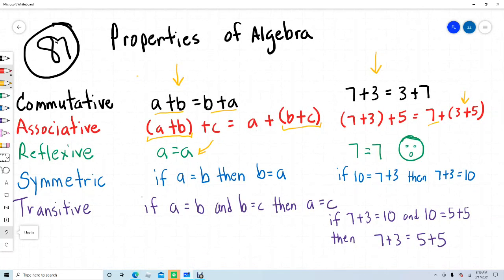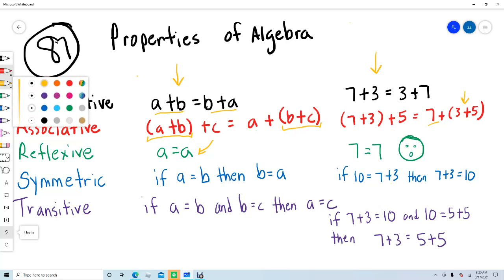Anyway, reflexive property just means that a number equals itself. The symmetric property tells us that if A equals B, then B equals A. What does that mean? If 10 is equal to 7 plus 3, then 7 plus 3 is equal to 10. This just shows us that we can flip-flop sides. I do that sometimes when I've been doing algebra problems in class.